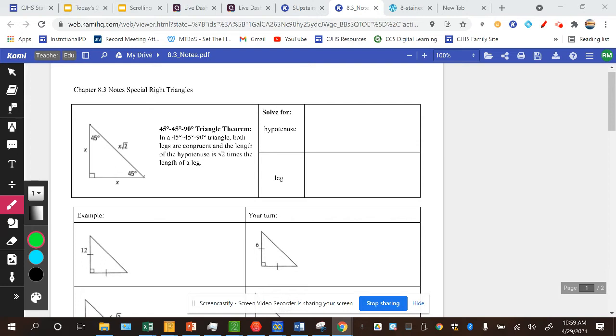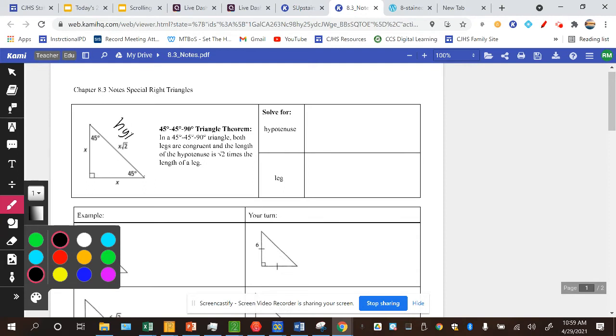And we're going to start with how to solve for the hypotenuse. On this triangle, our hypotenuse is this length right here. This is our hypotenuse, I'm just going to abbreviate HYP. That is across from the 90-degree angle. What do we call the other two sides? Legs. Good.